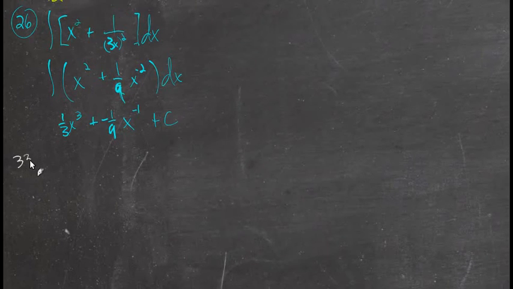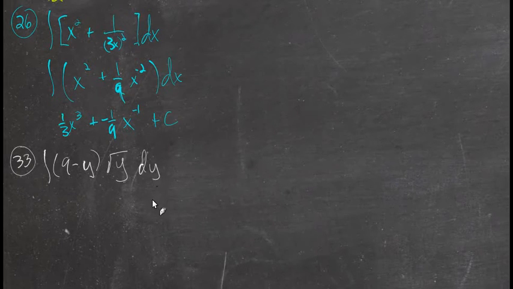33. This one here it kind of feels like this might be u, and then this might be du, but this is not the derivative of u. The derivative of this would be just like negative dy. That's all it would be. It'd be 0 minus dy. So, that's not working, and what do I do?